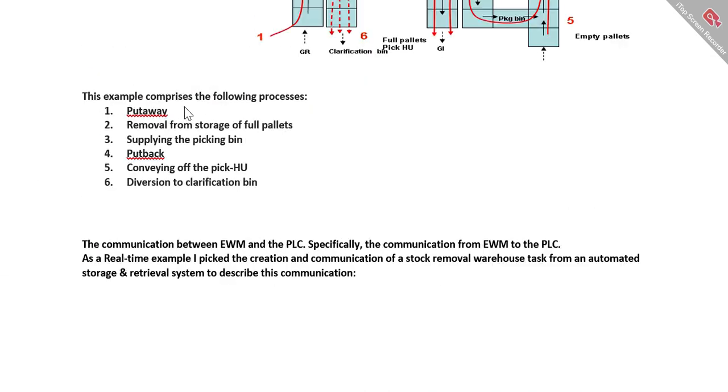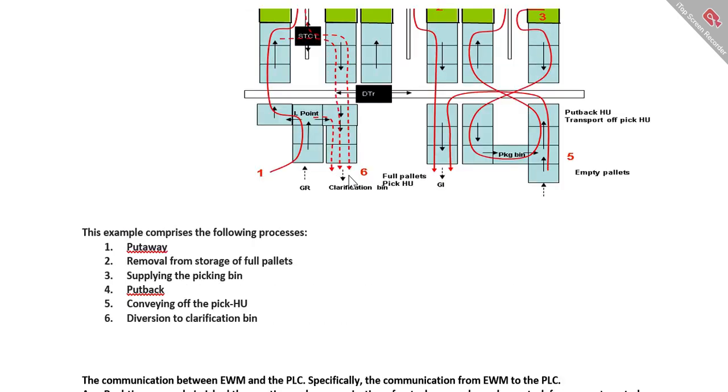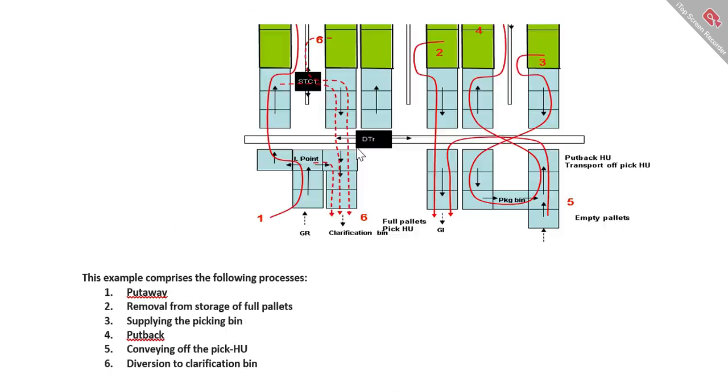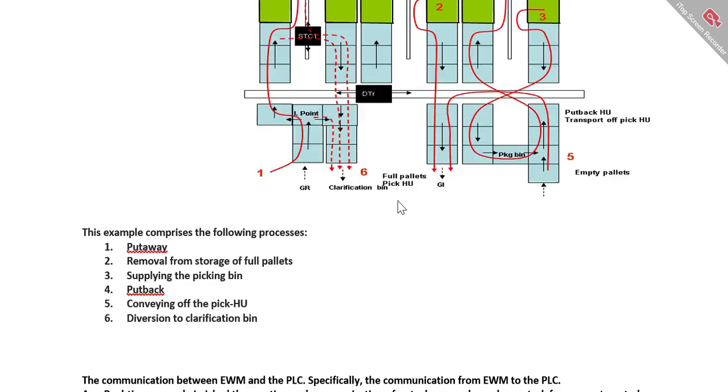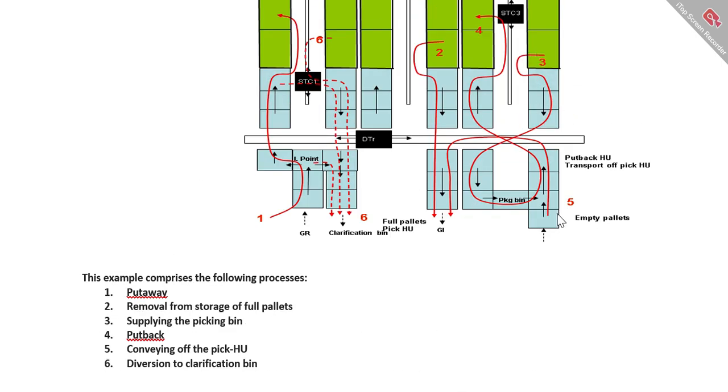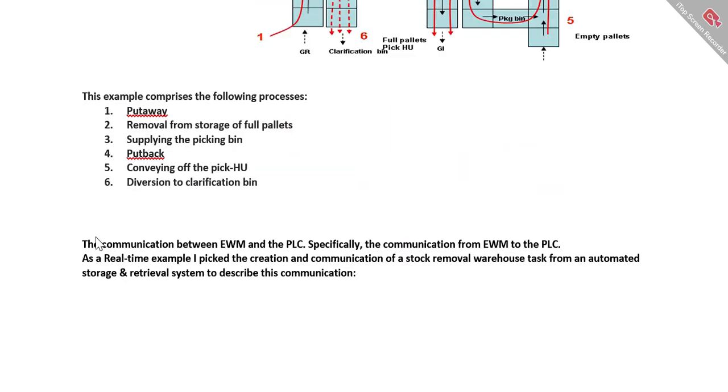The example, comparison of following process: put away, removal from storage of full pallet, supplying the picking bin, which bin we need to pick. See the movements. These are the belts, like movements from where we need to pick. Everything can be controlled and tracked, if this automation technique is implemented in the warehouse. And conveying of the pick HU, diversion of clarification bin.